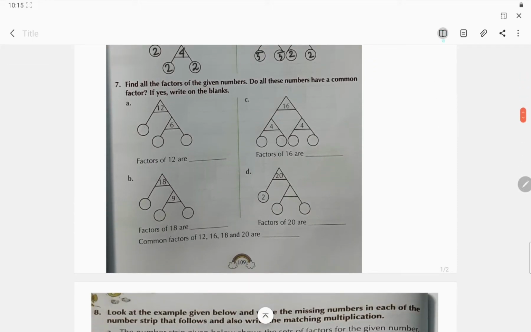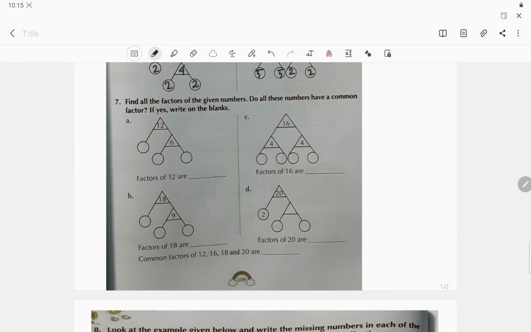Okay. Now question 7. Find all the factors of the given numbers and do all these numbers have a common factor? If yes, write it in the blanks. Now question A, 12. At the top the number is 12 and you are getting 6, but the divisor is not given. If you divide 12 by 6, you will get 2, because you are finding out the divisor.